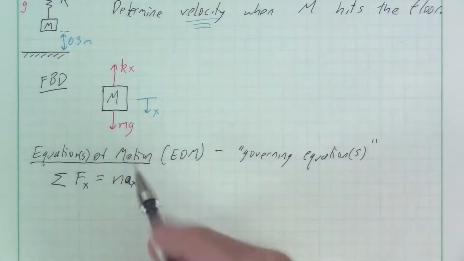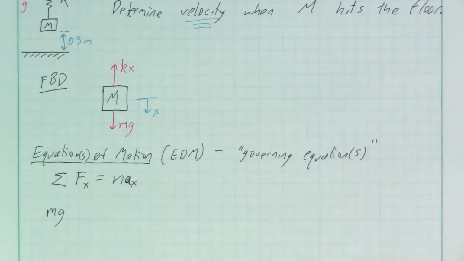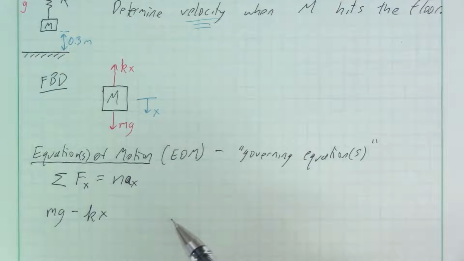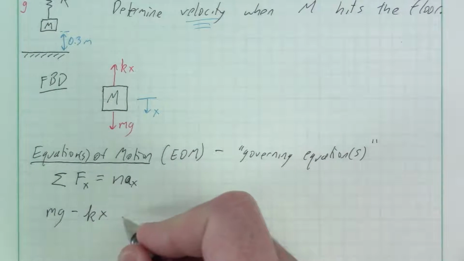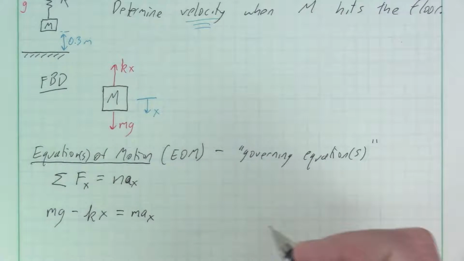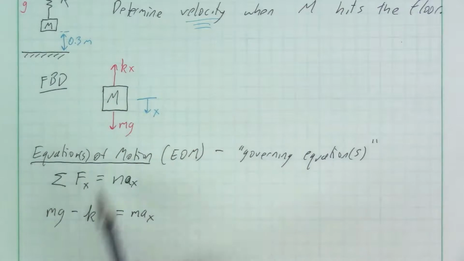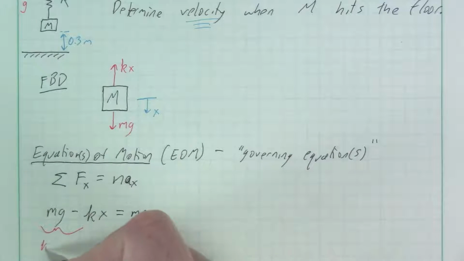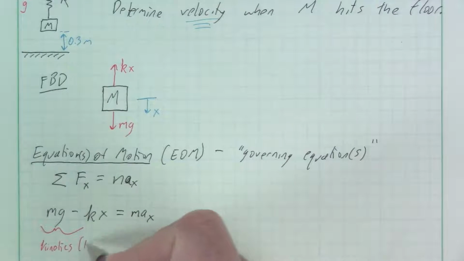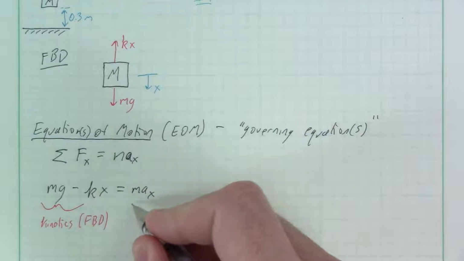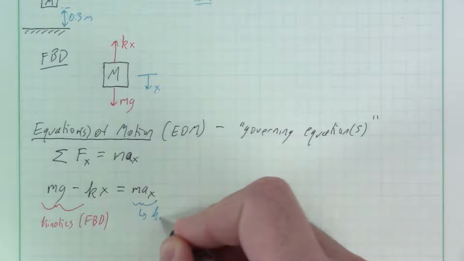Well, mg is acting downward, which is our chosen positive direction for x, right? We're free to choose that all we want because there's only one direction of motion. And kx is then restoring, trying to bring us back to the undeformed state of the spring. And that equals mass times the acceleration in that direction, right? Okay, so that's all good. We did kinetics. That's this left-hand side. On the right-hand side, this is the kinetics portion from our free body diagram with our forces. Now, over here, we need some kinematics work.